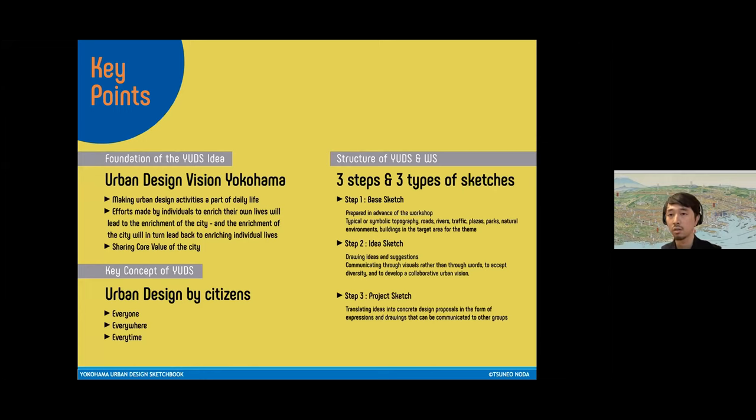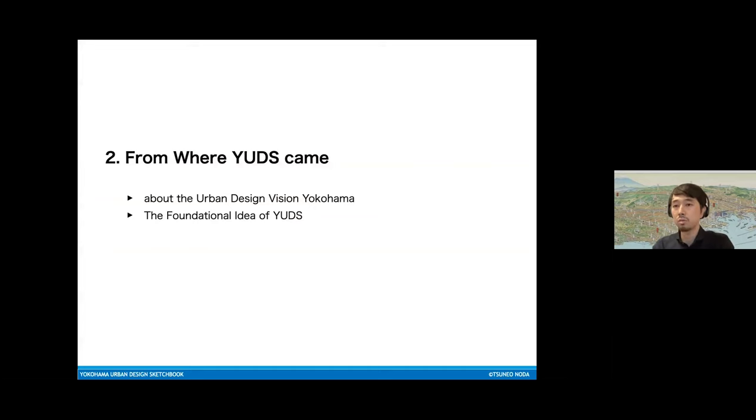Also, at times, the municipality leads urban design and planning. But at the end of the day, the residents are the actors who need to be engaged in the process of designing. That, I believe, is the ideal state. Therefore, I would also like to emphasize that point. And with regard to the sketch itself, rather than just drawing something on paper, there are three steps that we need to go through, and each step has its own meaning. So please keep that in mind as well.